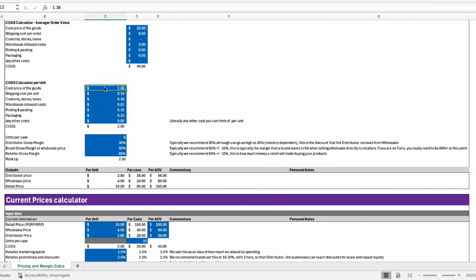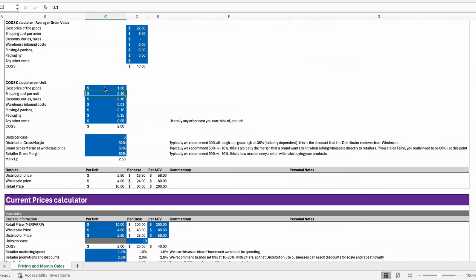So let's take this example product. This is not our product. It's just some random numbers that I've put together to give you a really easy way to understand what the product looks like, what are the margins that you should be aiming for as a brand, for a retailer, and for a distributor. So this product's got the cost price of the good. That's the actual good, getting it into your warehouse and buying it. And the shipping cost per unit is actually the cost to get it out.